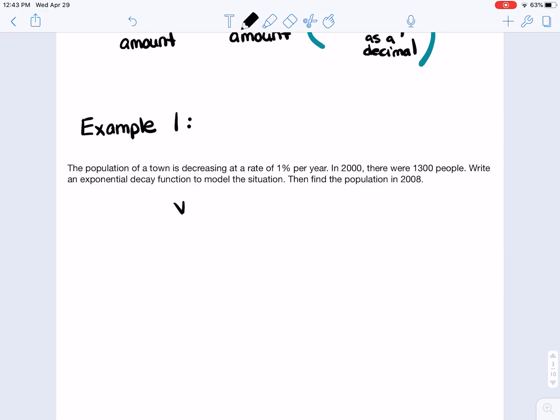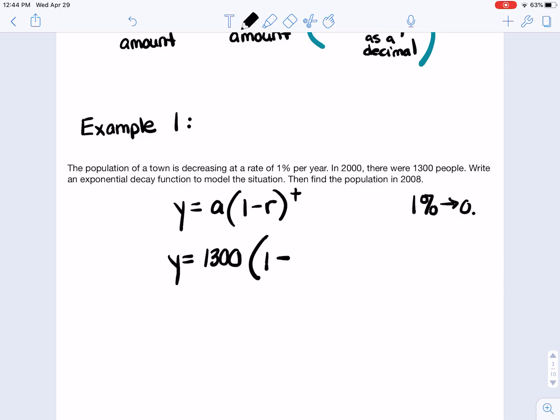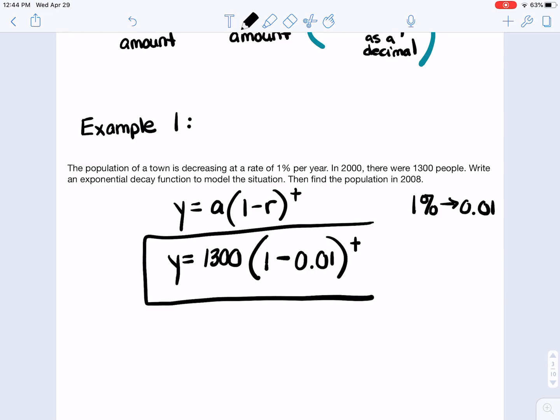All right, so you have y equals a times 1 minus r raised to the power of t. So I'm going to plug in the information I have. In 2000, that's when they counted the population, so my starting value is 1,300. 1 minus, now the rate is 1%. So I need to make that a decimal, and it's 0.01. And I'm going to raise it to a power of t. That is the exponential decay function.